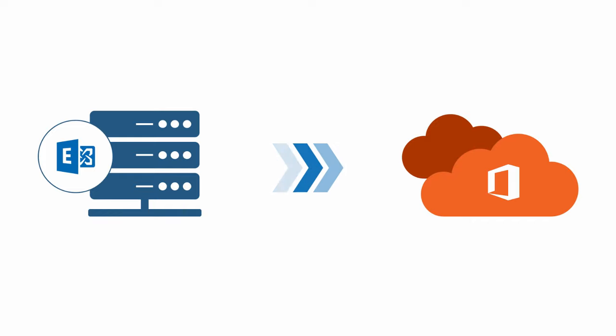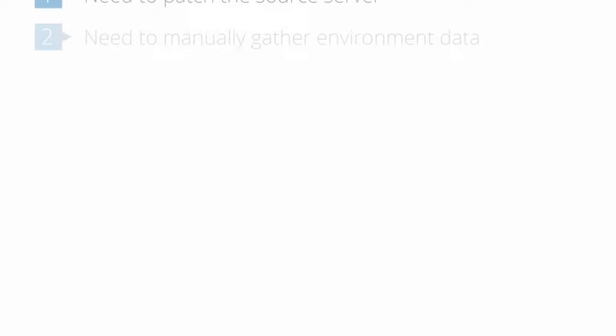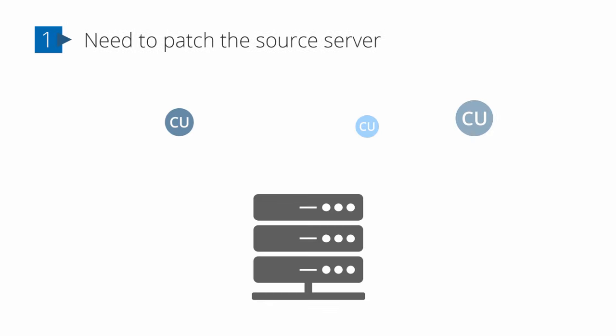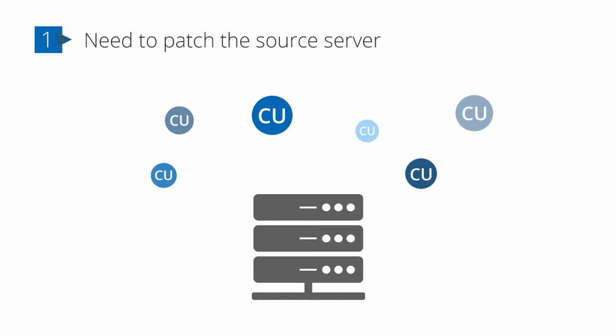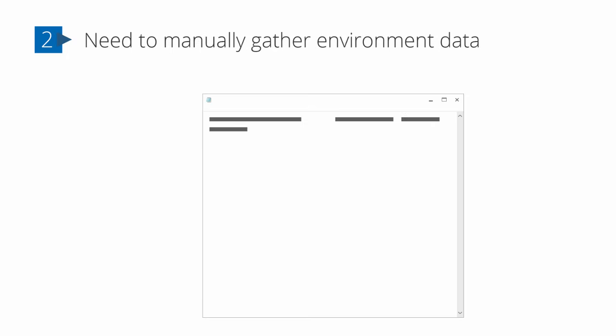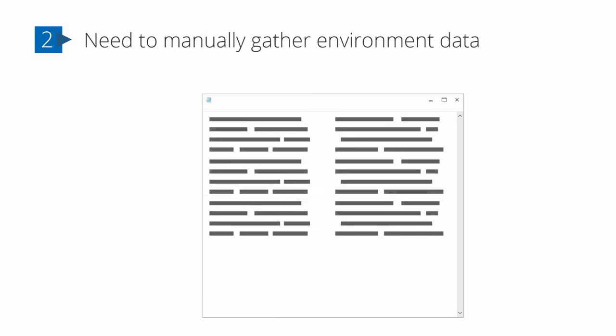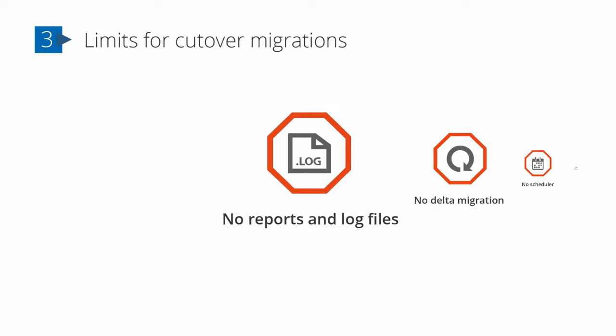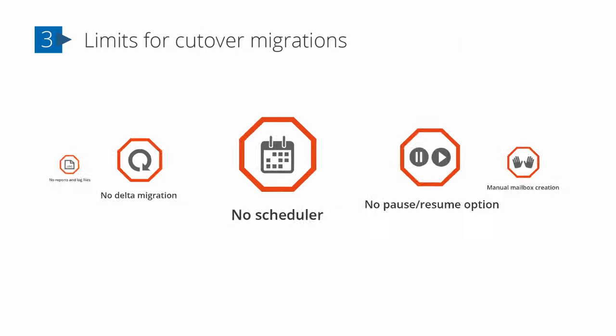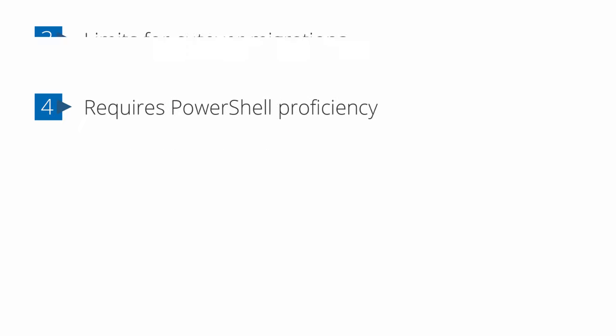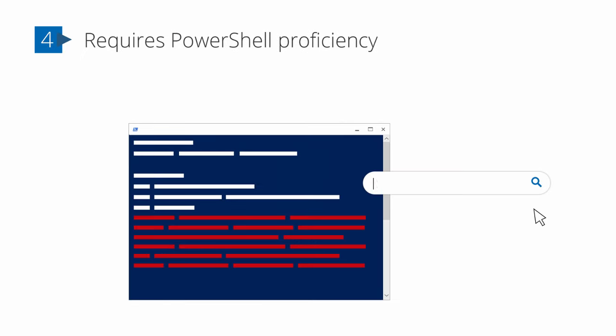As you may know, when using Microsoft's native tools to migrate from Exchange to Office 365, there are several hoops you have to jump through. You have to patch your server to meet the migration requirements. You may need to provide SMTP addresses and passwords for each mailbox. There are certain limits for cutover migrations, and a lot of scripting is involved, so you have to get ready to spend a fair amount of time reading PowerShell tutorials, and so forth.